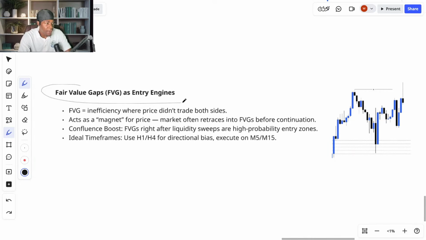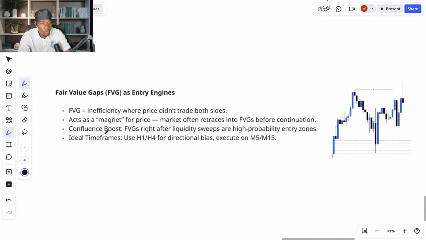Next, you have your fair value gaps as your entry engines. The FVG is the inefficiency where price didn't take trades on both sides. It acts as a magnet. Whenever you hear that fair value gaps are like a magnet, that's what we're talking about, because price always pulls back to fill a fair value gap before extending higher.